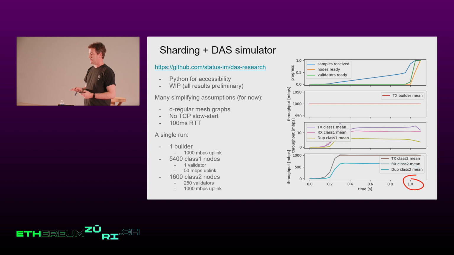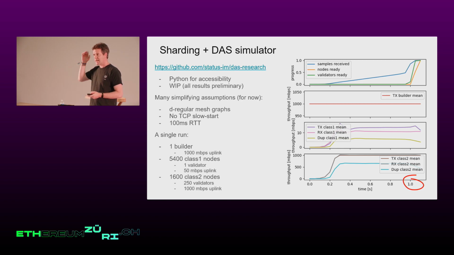And what you see on the right side is one single dissemination with a builder which has a 1,000 megabits per second link. This is a conservative estimate, but we are not counting with some factors. We have 5,400 nodes, which are kind of solo stakers, 1 validator with a smaller bandwidth, and we have 1,600 nodes, which are having their beacon nodes handling a bunch of validators and having a better network connectivity.